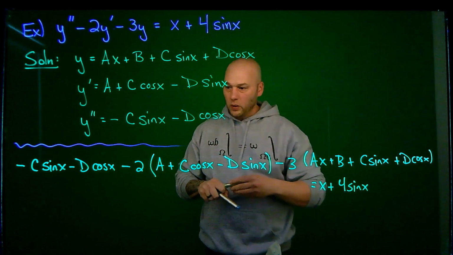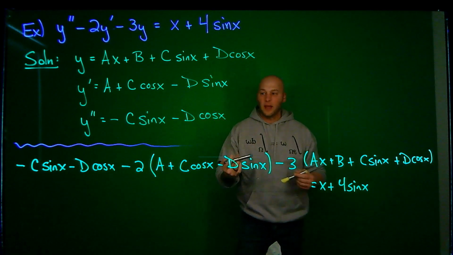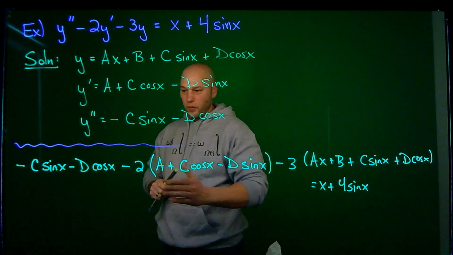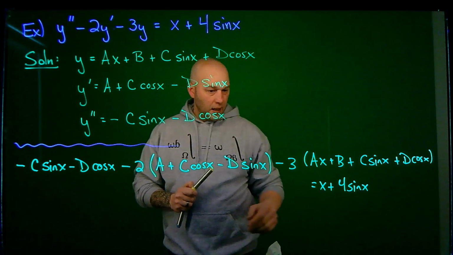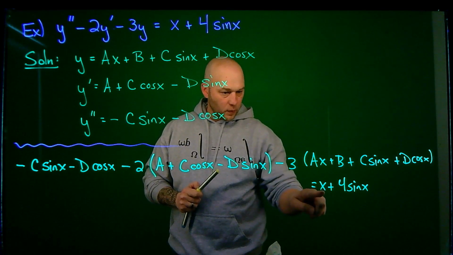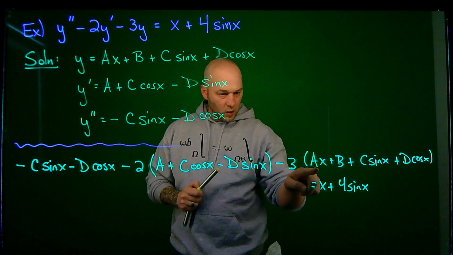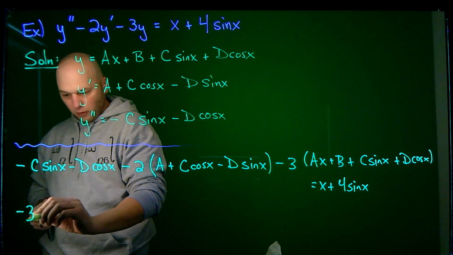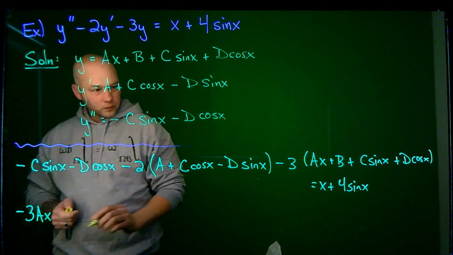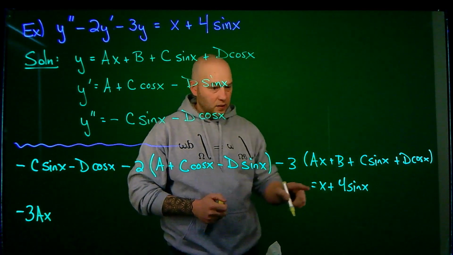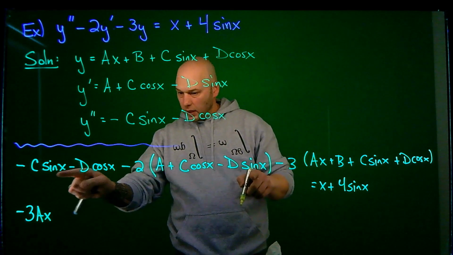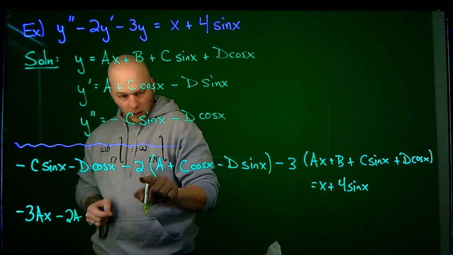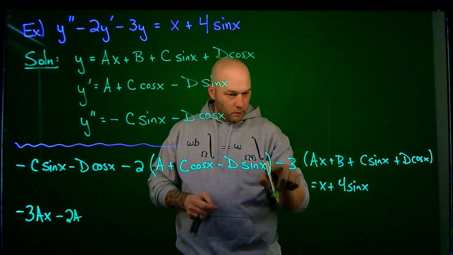Now what I have to do is combine like terms on the left-hand side, and then we'll match up coefficients. All right, so if I go through this whole string of terms here, I need to combine, let's say, the x terms. The only one would be here, which would be negative 3ax. So we have negative 3ax. The next one would be the constant terms. That would give me a minus 2a and minus 3b.